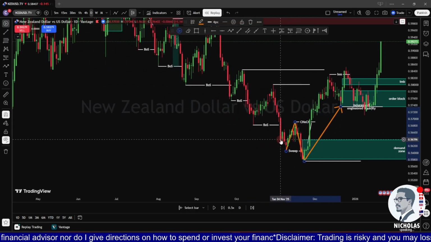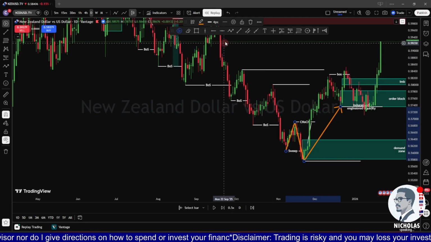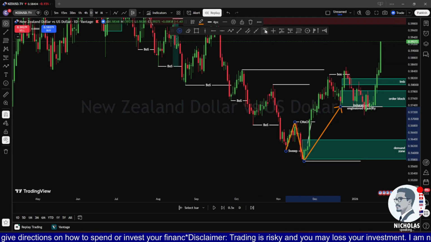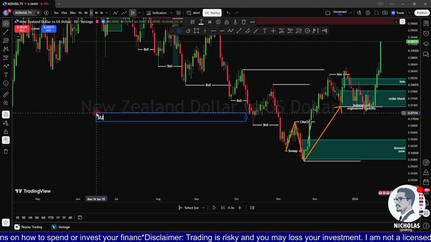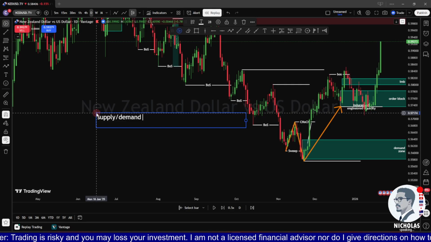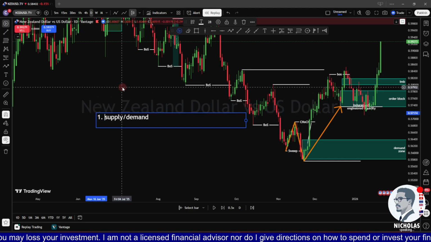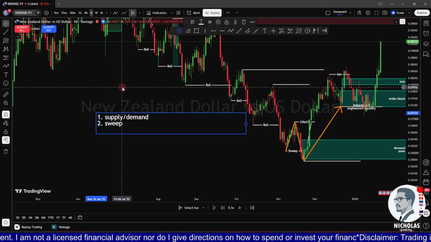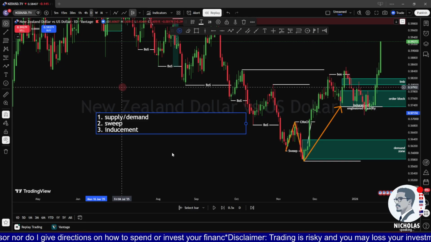So what does this make this now? We now have 3 grades. Let me list them out for you here. We have the grade 1, an ordinary supply and demand zone. We call it grade 1, a higher grade. What makes it a higher grade is that it has a basic supply and demand zone, and then it also has a sweep. What makes it an even higher grade is that this whole situation now has an inducement. It now has inducement alongside it.